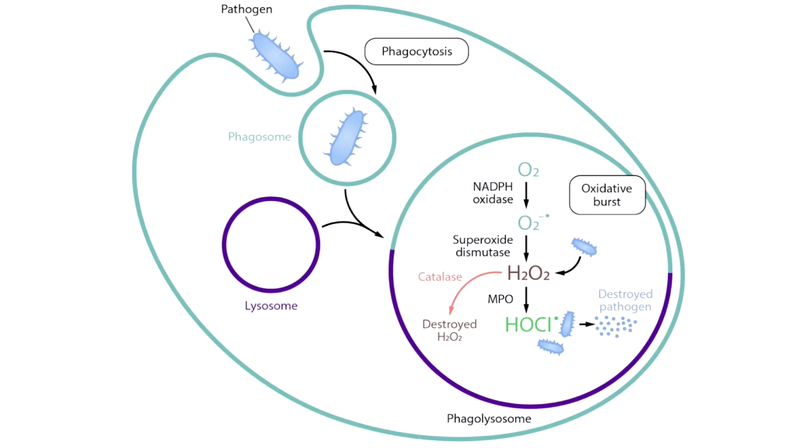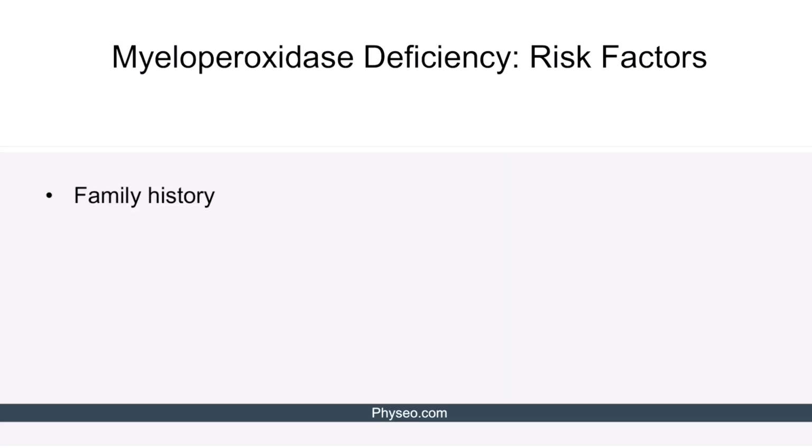Let's return to this figure one more time to illustrate the pathophysiology of myeloperoxidase deficiency. Recall that the last step of the oxidative burst occurs when hydrogen peroxide is converted to bleach by myeloperoxidase. In patients with myeloperoxidase deficiency, this reaction cannot take place, bleach cannot be generated, and hence some pathogens will be able to take advantage of this immunodeficiency and persist within the host. The primary risk factor for myeloperoxidase deficiency is a positive family history due to its autosomal recessive inheritance pattern.